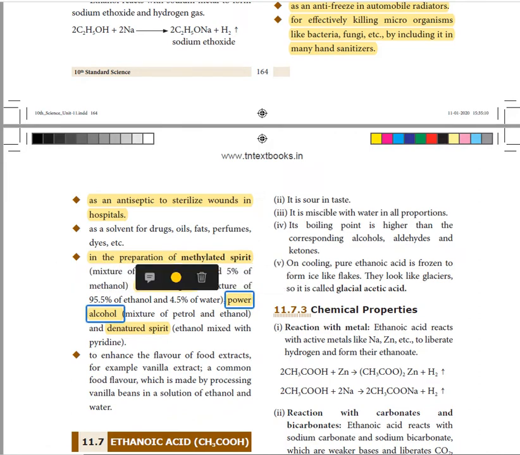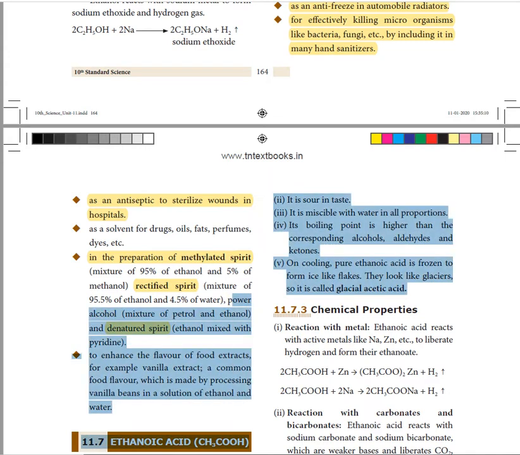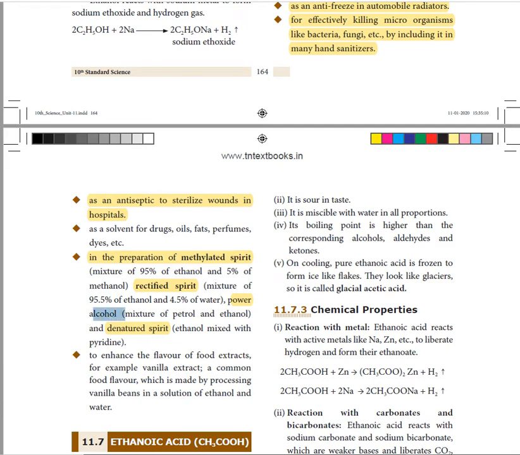Lastly, it is used to enhance the flavor of food extracts. For example, vanilla extract. That means vanilla beans are dissolved in ethanol to get vanilla extract. It's a common food flavor, you know very well. Here, these vanilla beans are made to dissolve in ethanol and water. Finally, you will get vanilla extract.